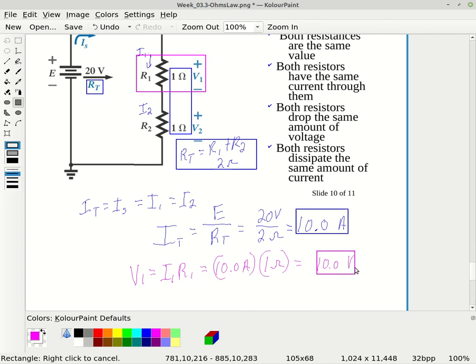Okay, 10.0 volts. Just another reminder here that when you look at these values, like up here, when we look at this 1 ohm, there are no decimal points here, but these are assumed to be exact values. So 1 ohm is considered an exact value, which means it's like 1.00000. It's a very precise value.